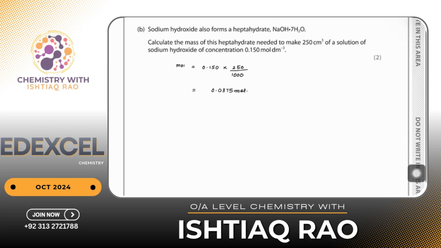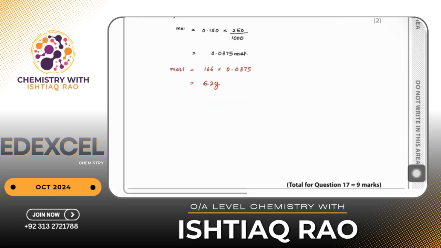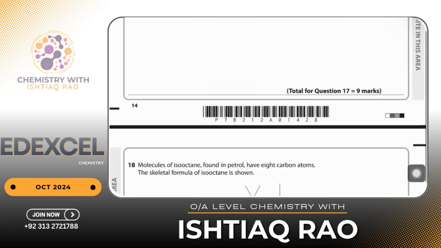And then I have to find out the mass. It's Mr times moles. Mr of this one is 40 plus 7 into 18, which is going to be 166. So 166 times 0.0375, you will be getting 6.2 grams. This is the mass of this heptahydrate. Okay, got it? It's very easy.